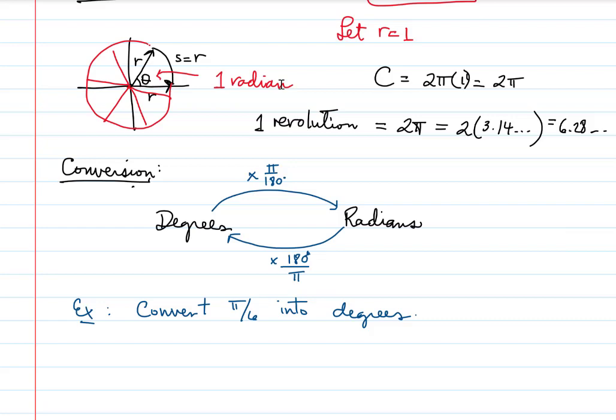So we take pi/6 times 180 degrees over pi. And notice how this is going to work out nicely, because the pi's go away and you have 180 over 6, which simplifies nicely into 30 degrees.